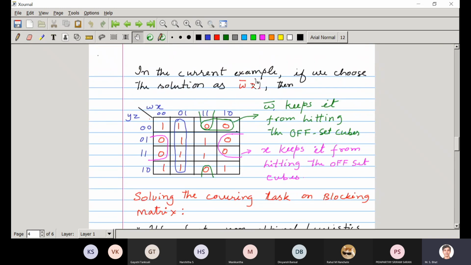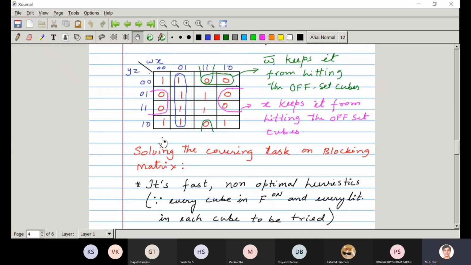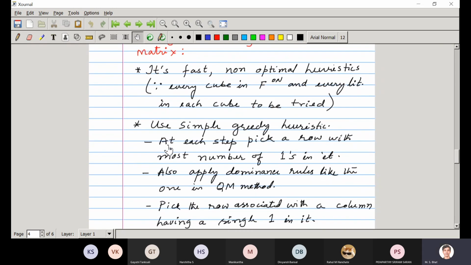In the current example, if we choose the solution as w bar x, then this is what we saw. W bar keeps it from hitting these offset cubes, and x keeps it from hitting the offset cubes denoted by the pink offset cube set. Okay.